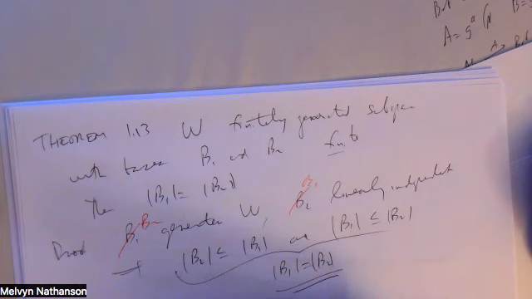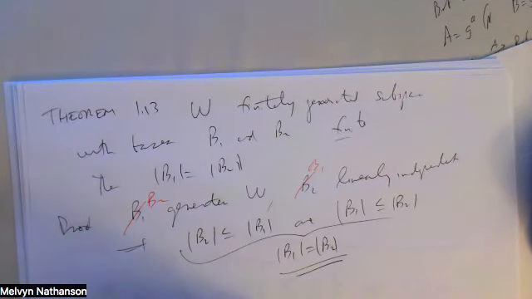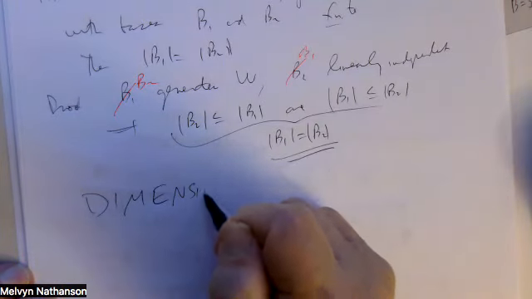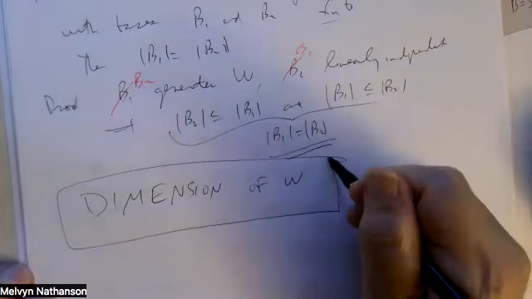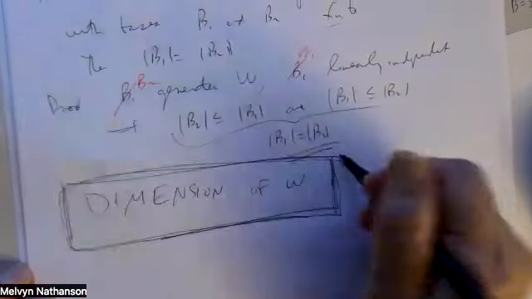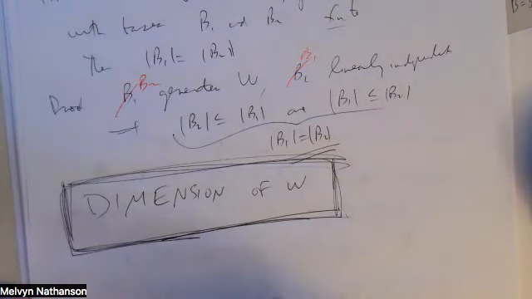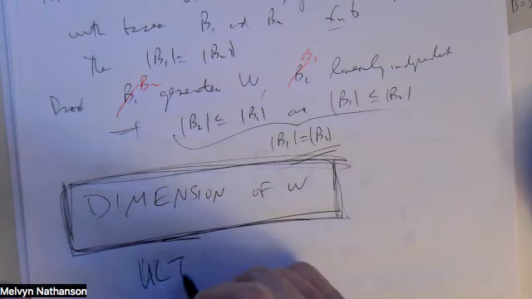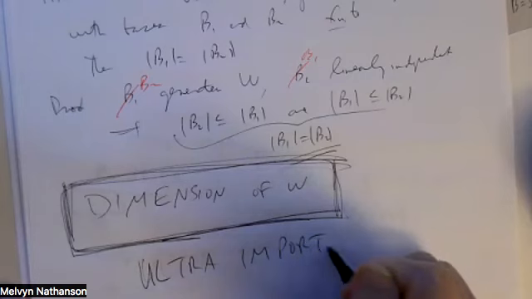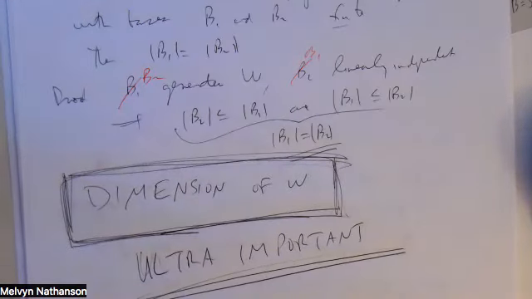And this number, which is the cardinality of a basis for a subspace, is what is called the dimension of the subspace. And this is ultra important. So as much time as you have, you should spend studying these concepts of linear dependence and linear independence, basis and dimension for subspaces of a vector space. This is an essential part of linear algebra and will play a big role in the midterm on Thursday.